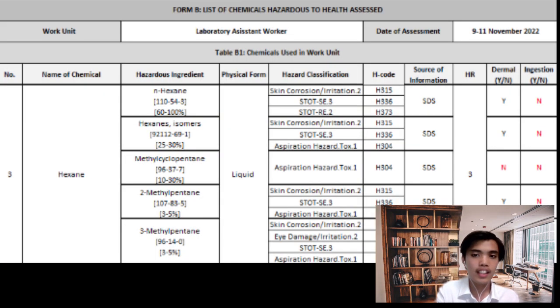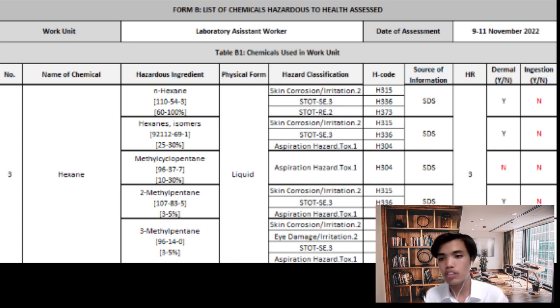For the last one is hexane with the several hazardous ingredients such as N-hexane, hexane isomers, methyl cyclopentane, 2-methylpentane, and 3-methylpentane. The physical form of hexane is liquid. There are many types of hazard classification for hexane based on the hazardous ingredient, but I will not highlight all of the hazard classification, but I will highlight the three earlier.